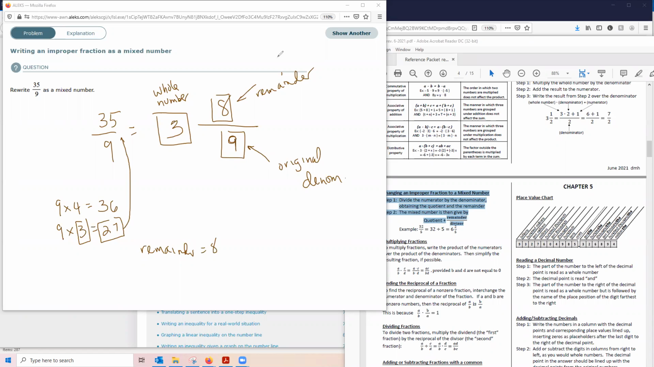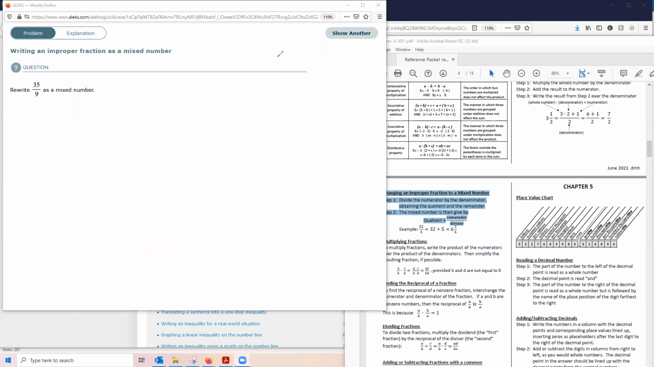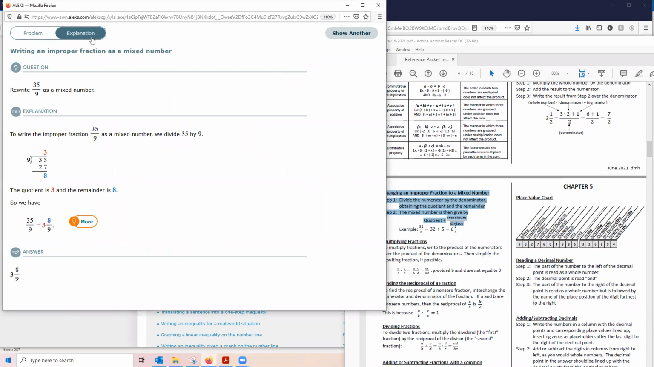Okay. And also remember, folks, you have this explanation. If I come over here to the explanation, it's going to show you that when you do this division, they're doing kind of a long division. 3 times 9 is 27. That leaves 8 as the remainder. So you put the remainder on top, the whole number answer in front, and the original denominator on the bottom.